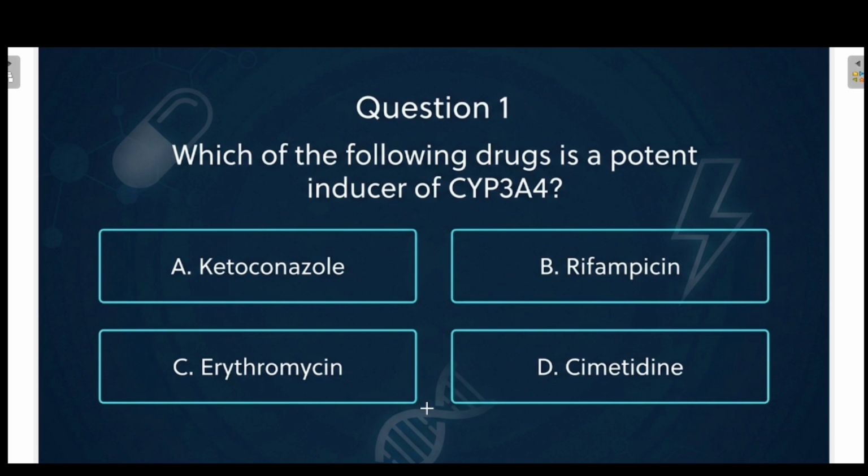Of the questions. So let's start with question number 1 of part 3 of General Pharmacology series. Which of the following drugs is a potent inducer of CYP3A4? Options are: first option is ketoconazole, second option is rifampicin, third option is erythromycin, and fourth option is cimetidine. So the correct option is option B, rifampicin.